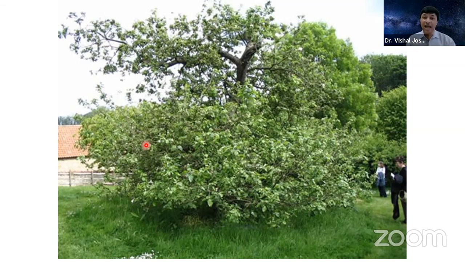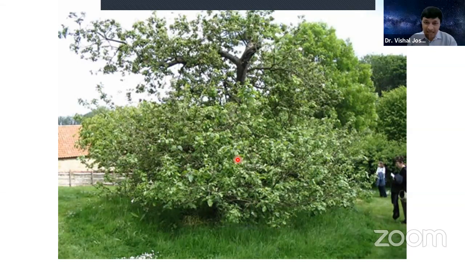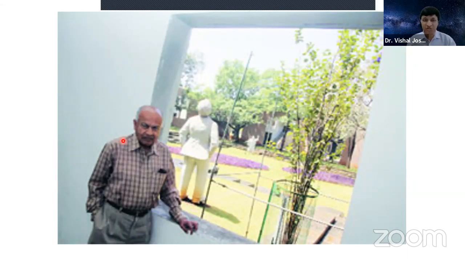So this is the actual apple tree still preserved in the UK, and one branch of this, or rather 2 branches of this tree, were brought by Professor Jayant Narlikar to Pune, to the campus of IUCAA, Inter-University Centre for Astronomy and Astrophysics. We know that apple cannot grow fully in Pune. Still, the tree you can see here is actually a replica of the original apple tree. Another secret, not universal, but an interesting secret.